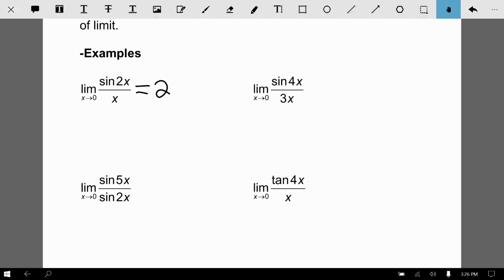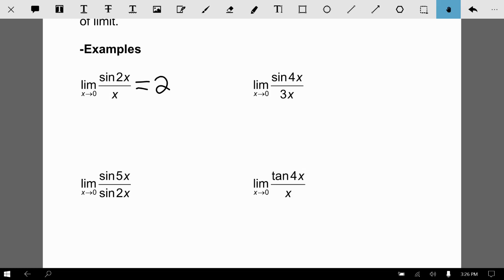Okay, so combining that with the limit properties that we already know, now we've got a few more of these that I want you to try. What I want you to do here is just take a couple of minutes, pause the video, see if you can solve these 3 questions. And then when you unpause it, I'll show you what the solutions are.